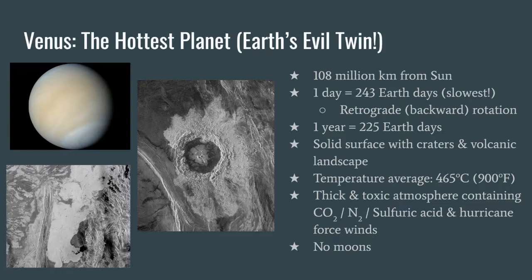It is a solid surface with craters and volcanic landscape. Temperature is an average of 900 degrees Fahrenheit. And the reason why it is so hot is because it has a thick toxic atmosphere containing carbon dioxide, nitrogen, sulfuric acid, and hurricane force winds. Venus does not have any moons.